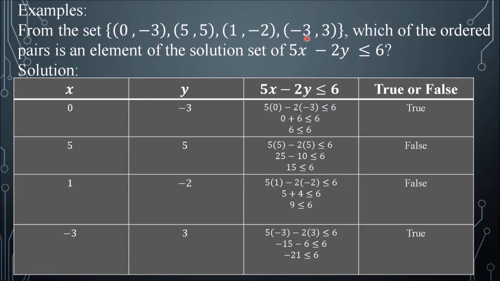Next, let's have (-3, 3). So, substituting x = -3 and then y = 3, we have 5 times -3 minus 2 times 3 is less than or equal to 6. Simplifying that, we have -21 is less than or equal to 6, which is true because negative is less than positive. Therefore, (-3, 3) is one of the solutions of this inequality.